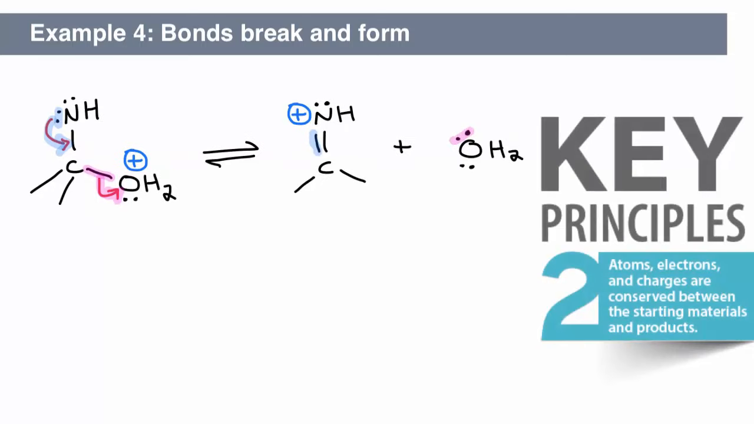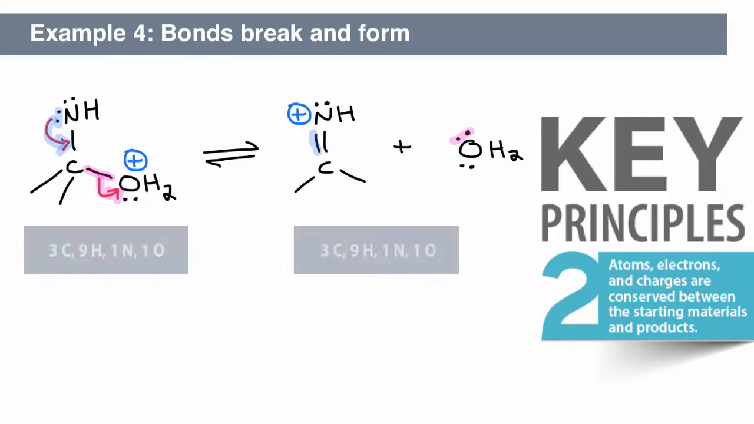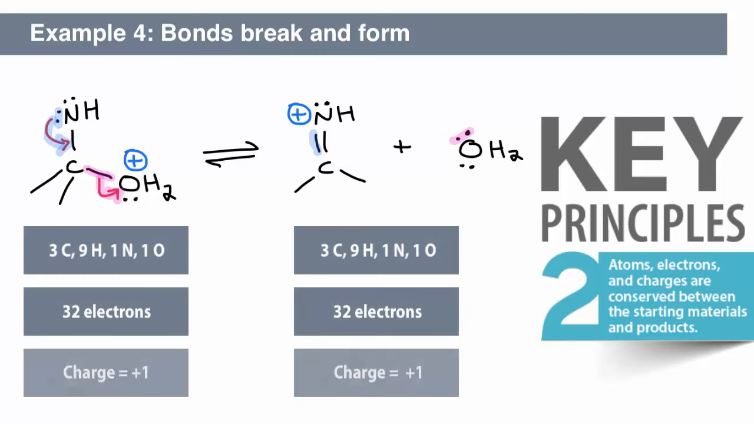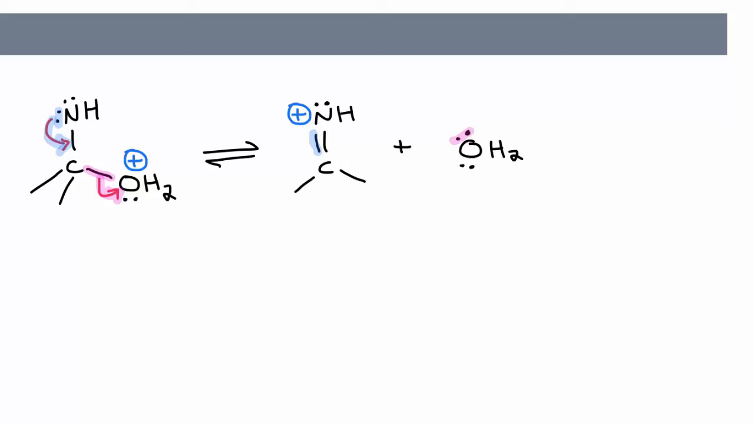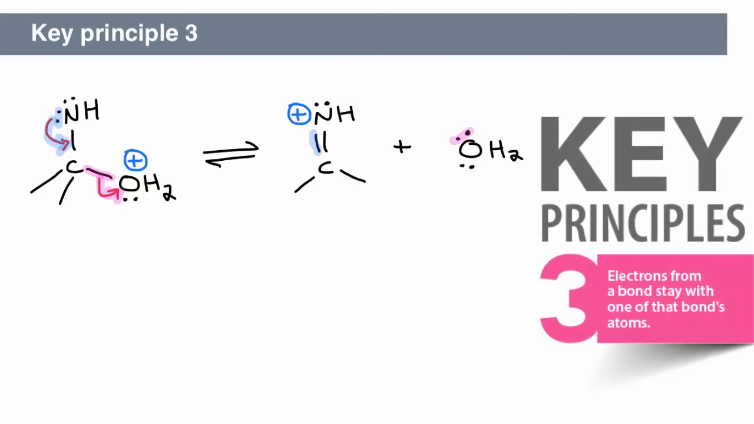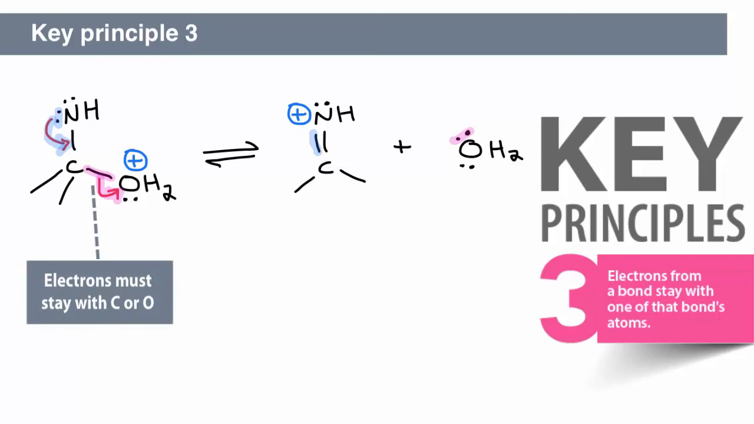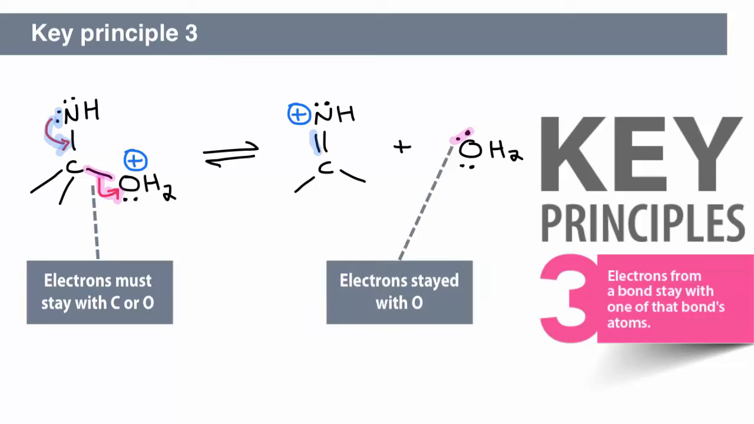We also double-check that the principle of conservation has been respected. Yes, there are the same number of atoms, electrons, and charges on both sides. This example illustrates key principle number 3. Electrons from a bond stay with one of that bond's atoms. The electrons from the carbon-oxygen bond stayed with the oxygen atom, one of the atoms from that bond.